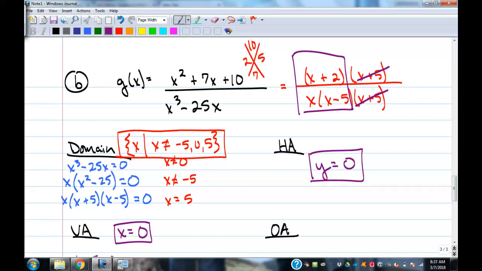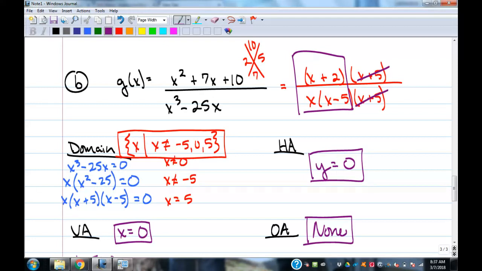Since we had a horizontal asymptote at y equals 0, what does that mean about obliques? No, you won't have one. They never occur together. Again, the degree of the top was smaller than the degree of the bottom. It doesn't matter by how much. If you had x squared on top and x to the 32nd on the bottom, it's still y equals 0. As long as the top is smaller, it's y equals 0. That's the way you want to think about that.